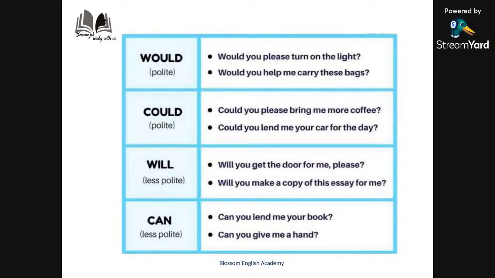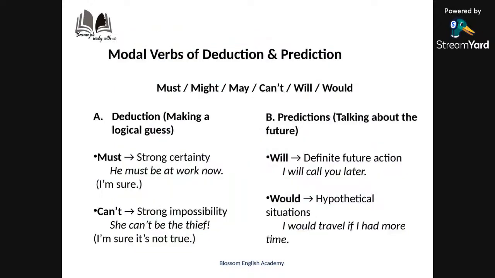Could is used in official environments where you cannot come across as rude. So you have to be polite in asking for help, and in those cases you might use could, and the most polite way is to use would. "Could you please bring me more coffee?" "Could you lend me your car for the day?" Or to be most polite, you can use "Would you please turn on the light?" "Would you help me carry these bags?"